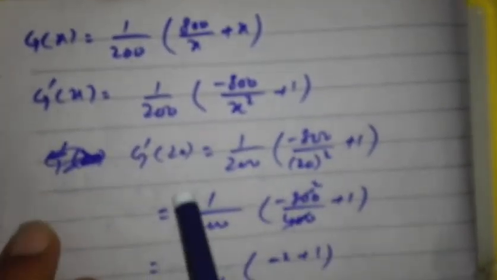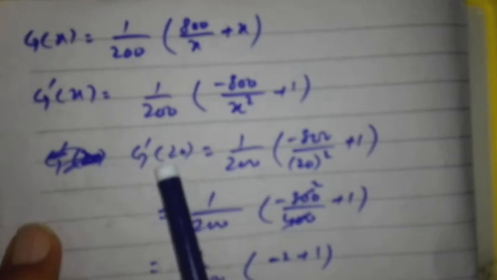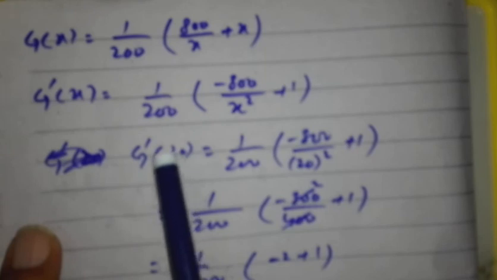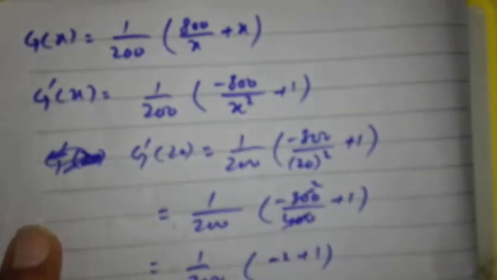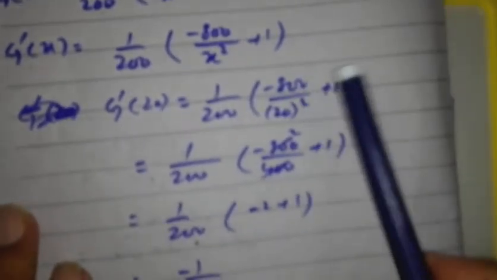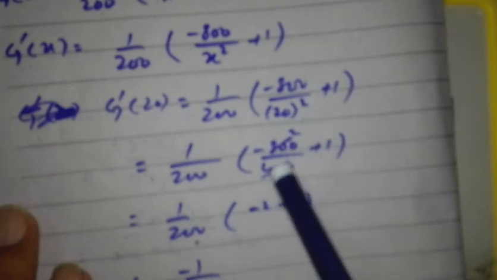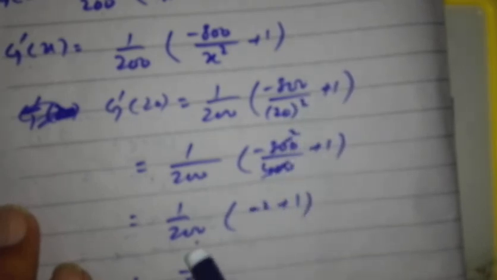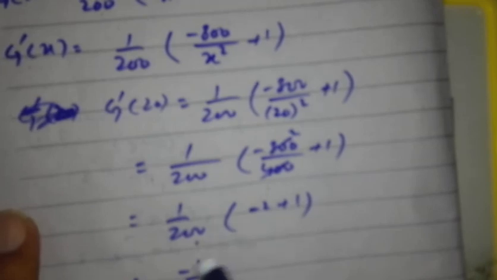First of all, we will find for 20 miles per hour, so we will put 20 here. So we get, look at here, 20 square is 400, 400 2s are minus 2 plus 1. The answer is negative. So we will advise the driver to go faster because the answer is negative.